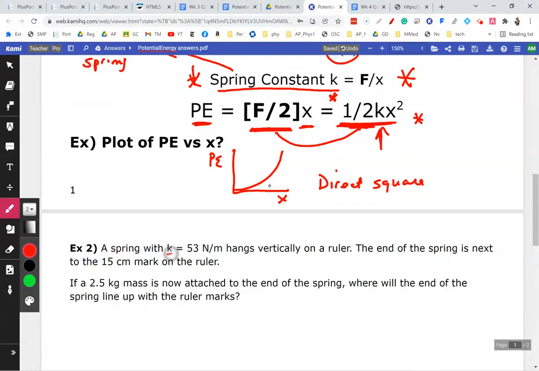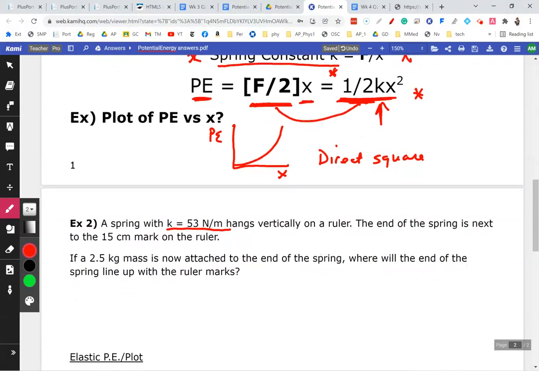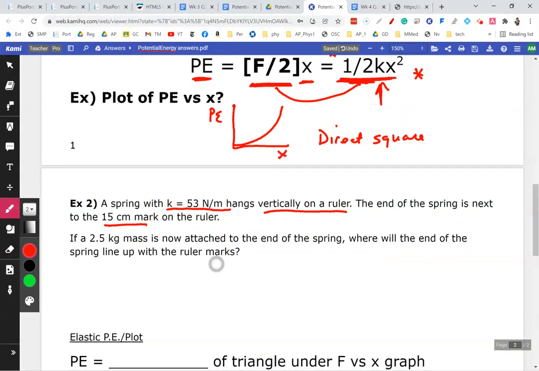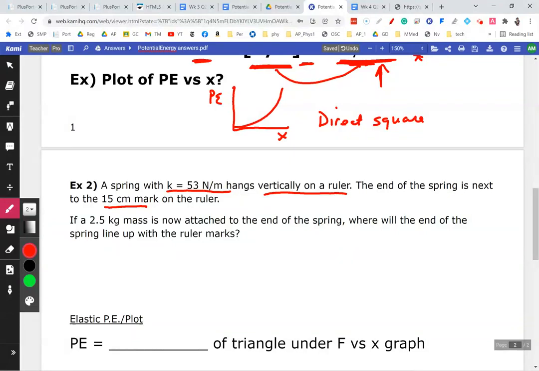You've got a spring with the following spring constant. It takes 53 newtons to stretch it 1 meter, and it hangs vertically on a ruler. The end of the ruler is next to 15 centimeters, so that would be really your zero mark. The hanging spring that's uncompressed is right on the 15 centimeter mark at the bottom. You've got a 2.5 kilogram mass attached to the end of the spring. Where will the spring line up against the ruler? So that's really, I need to determine the stretch.